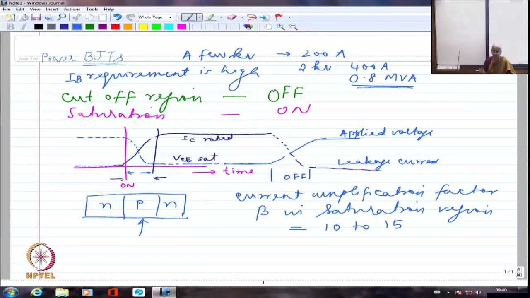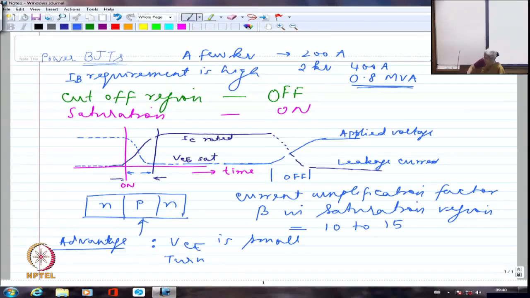Right? So let me say the advantage is, let's talk about the positive point first. VCE is small. So I would say, not turn on losses, the on state losses are somewhat small. Right? The disadvantages I have already mentioned: IB large, not very high rating possible, turning off takes a while.